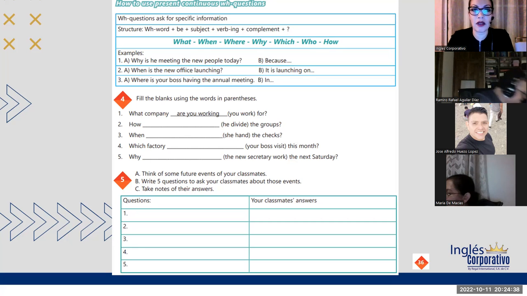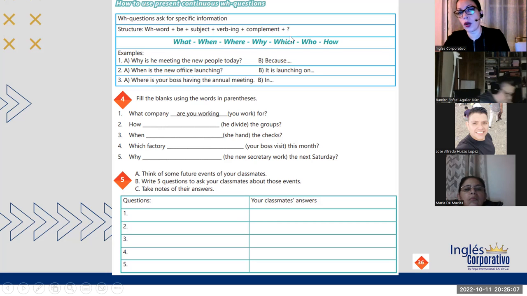Primero vamos a ubicar una WH word, dependiendo de qué es lo que queremos preguntar. What, when, where, why, who, etc. Then a form of the verb be, am, is, are, plus the subject, and then the main verb plus ing, then the complement. Aquí tenemos unas de las más comunes, WH word, what, when, where, why, which, who, and how. Que ya definimos el significado, ya vimos unos ejemplos, y acá tenemos más.